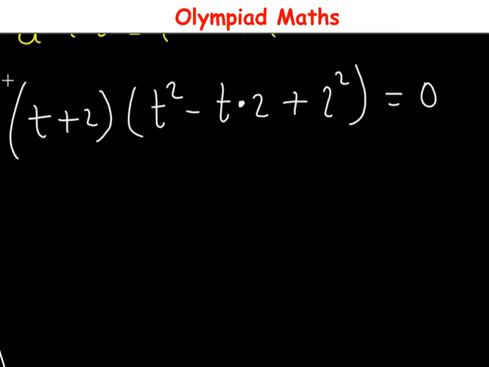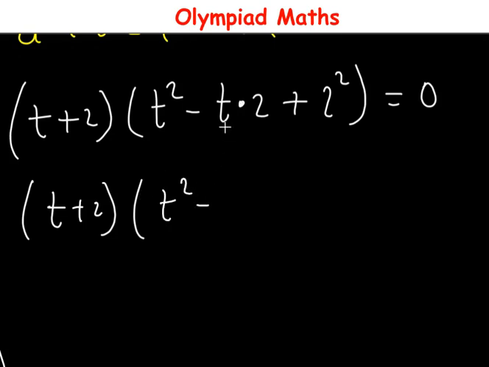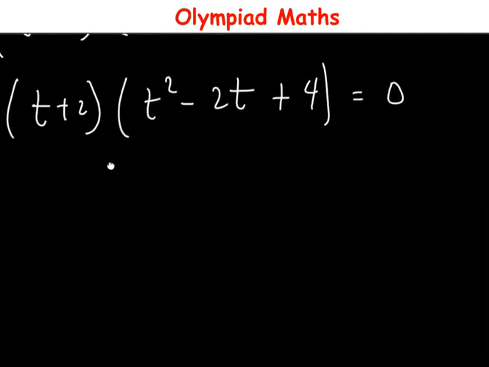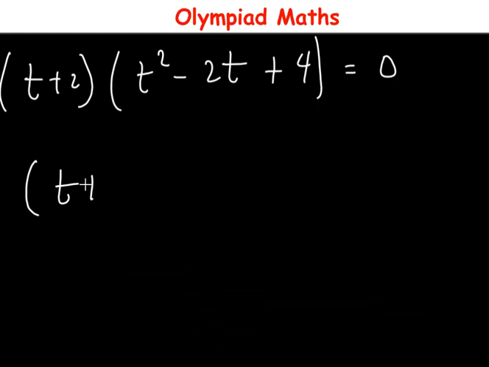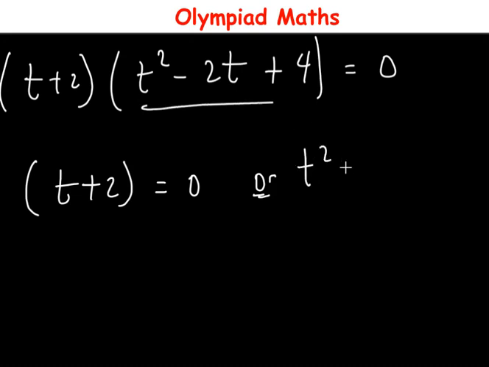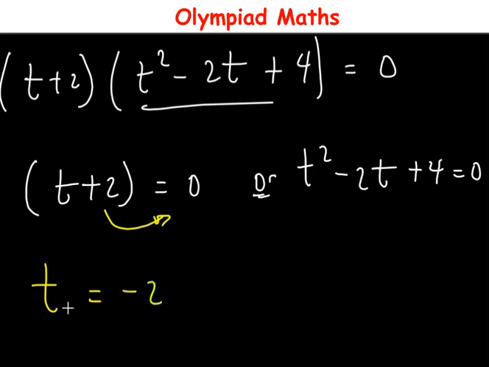Now from here, we have t plus 2 multiplied by t squared minus t times 2, 2t, plus 2 squared is 4, all is equal to 0. So from this, we have in bracket t plus 2 is equal to 0, or we have t squared minus 2t plus 4 is equal to 0. Now from this first linear equation, move plus 2 over to this side, the value of t is equal to minus 2. So this is the fourth solution for the value of t.